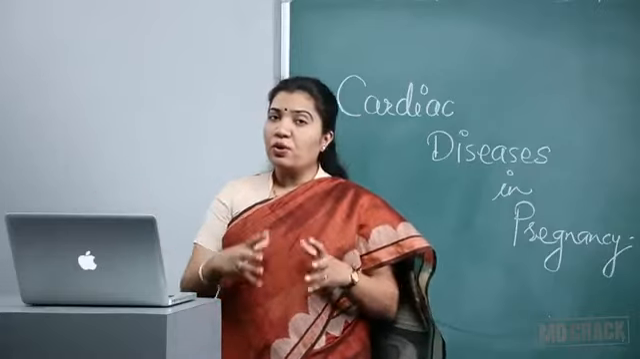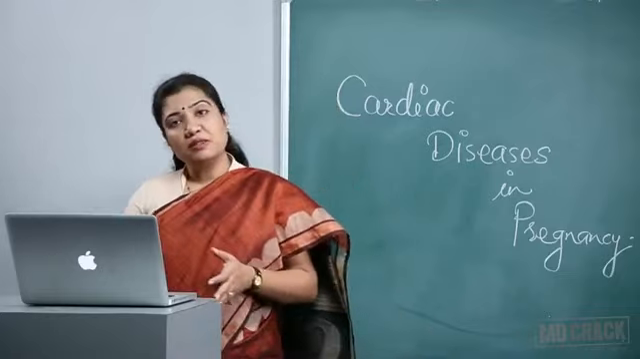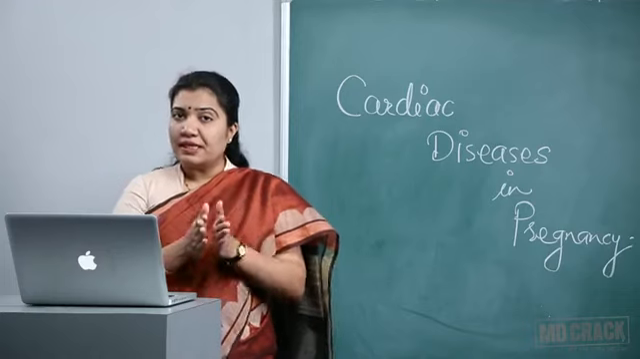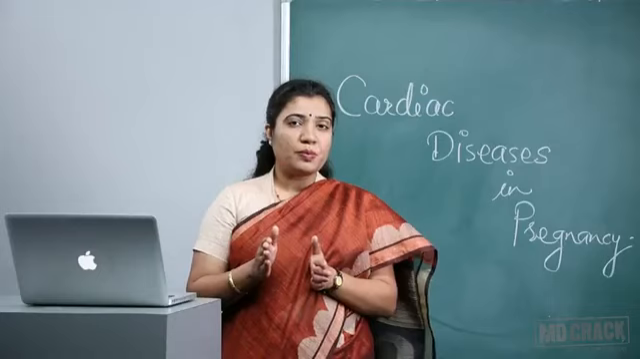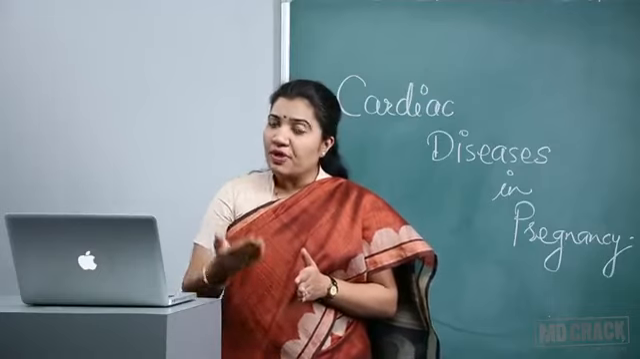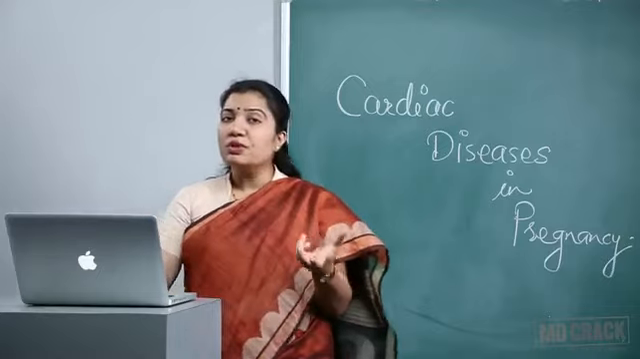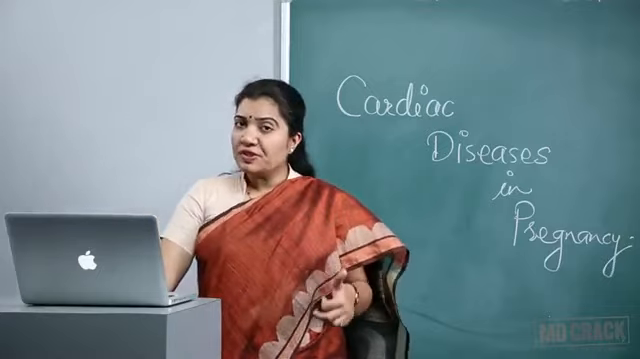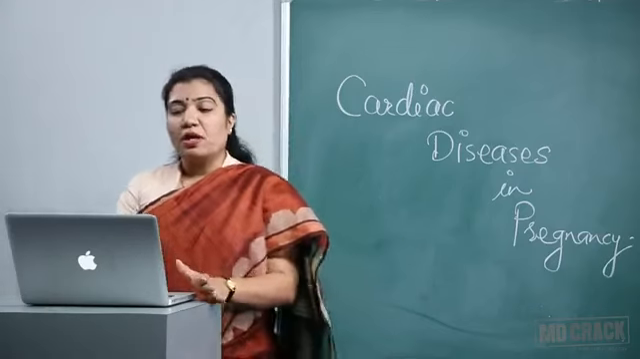So for cardiac workload, cardiac output is the product of volume and pulse rate. So both the things are increased. Even the pulse rate is increased by 10 to 12 beats per minute in pregnancy. So because of that, cardiac output is increased and the maximum load is around 30 to 32 weeks. So that is the first place where we should consider that this heart may fail.